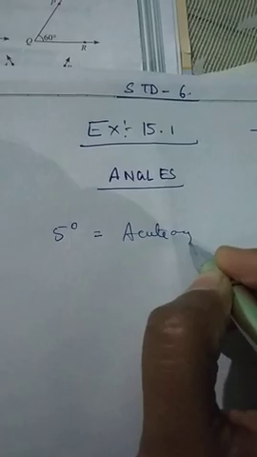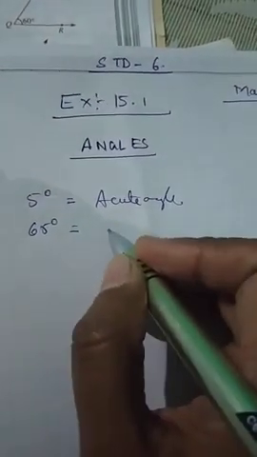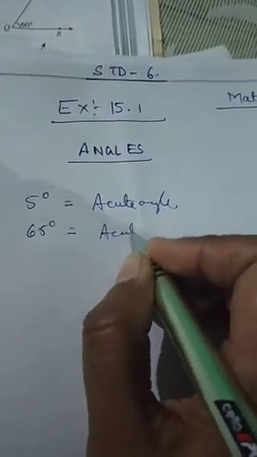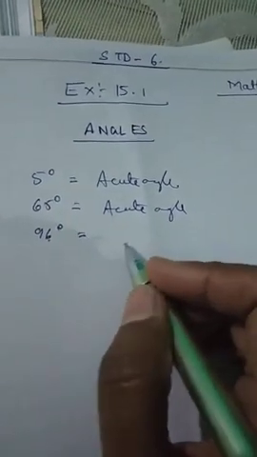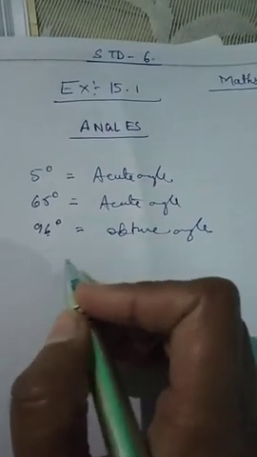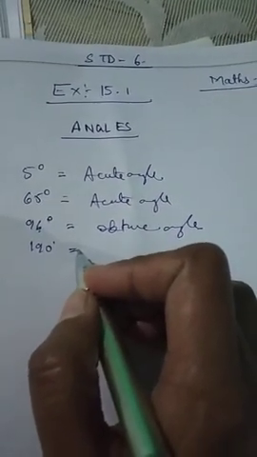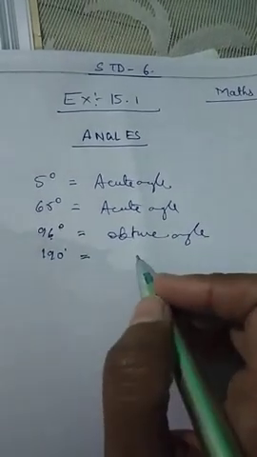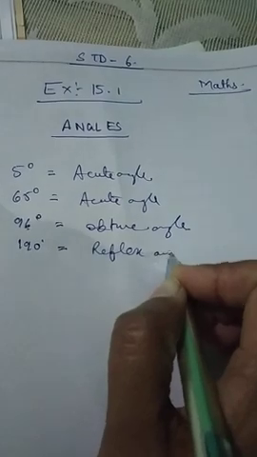You will write in your notebook like this: 5 degree, acute angle. Then 65 degree. 65 is also acute because it is less than 90. Then 96 degree. It is more than 90, so it will be an obtuse angle. And 190. 190, students, means it is more than 180 but less than 360. So it is a reflex angle.